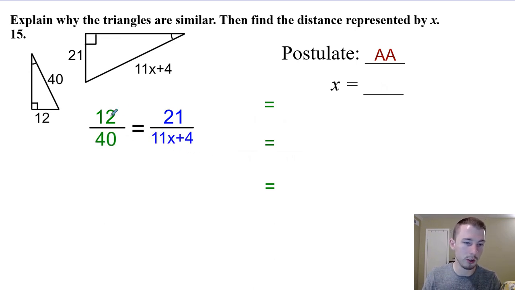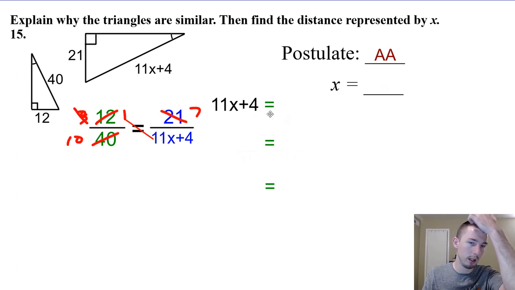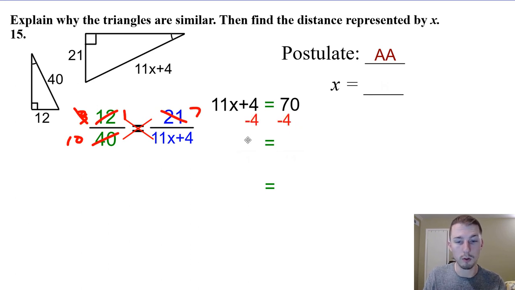Now there's some reducing I can do here. I could take out a 4 from both of these, which is going to give me 10 and then 3. And then I can reduce the 3 and the 21, which is going to leave me with 1 and 7. So at the end, when I cross multiply, I get 1 times this, which is nice because then I don't have to distribute, and then 10 times 7, which is 70. Then it's just algebra from there. Subtract 4 from both sides. 11x is equal to 66. Divide by 11. x is equal to 6. Very nice.